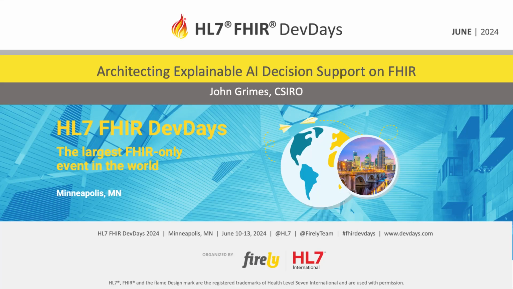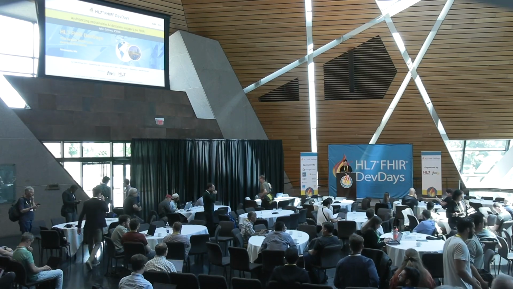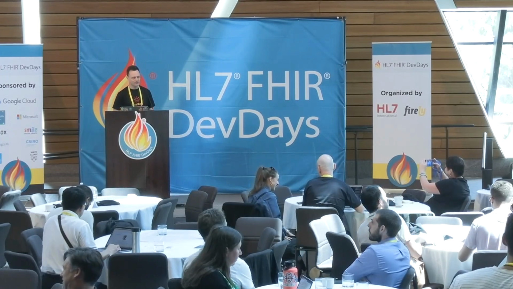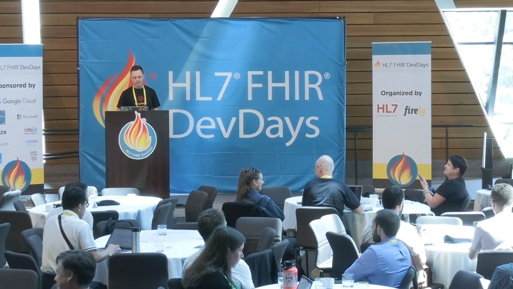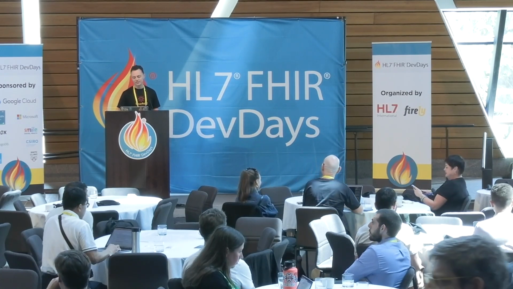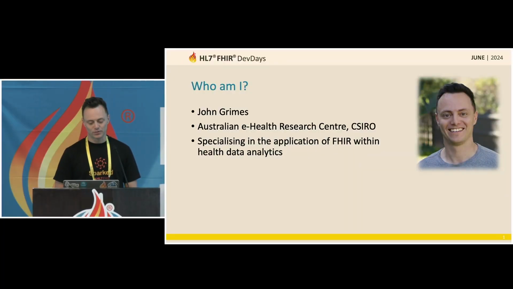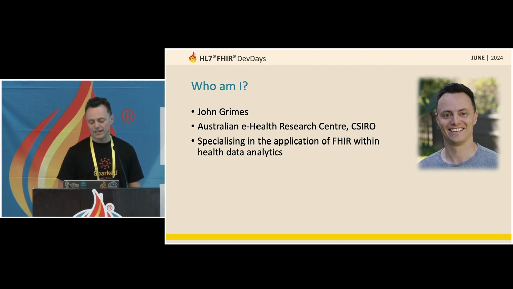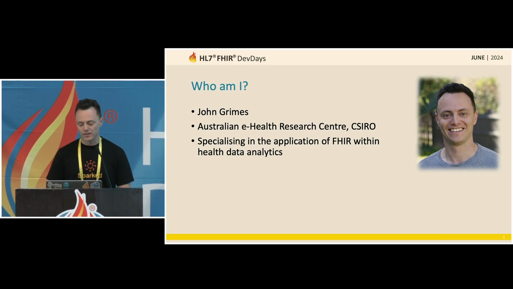Today I'm going to be taking you through architecting explainable AI decision support on FHIR. My name is John Grimes and I'm from CSIRO, Australia's National Science Agency. My job is to research new tools and techniques at the intersection of analytics and health data standards. I'm the lead on a project called Pathling that provides tools for transforming FHIR data at scale using Apache Spark. I'm also part of the group working on the SQL on FHIR standard.